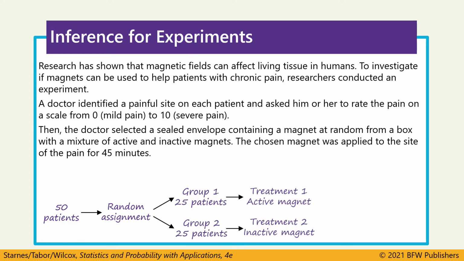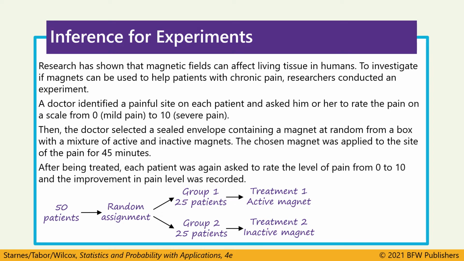This is the randomization. We have two groups. Half of them are receiving an active magnet, half of them are inactive, and the doctor doesn't know which patient is receiving which type of magnet. After being treated, the patient again is asked to rate the level of pain from 0 to 10, and the improvement is recorded. At the end of the experiment, we'll compare the mean pain improvement.